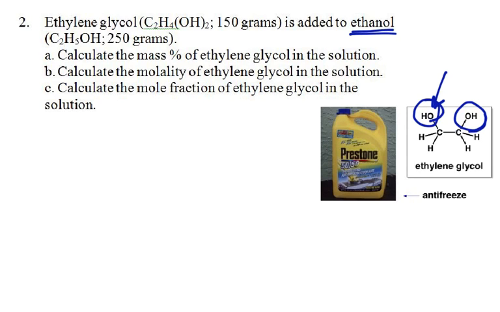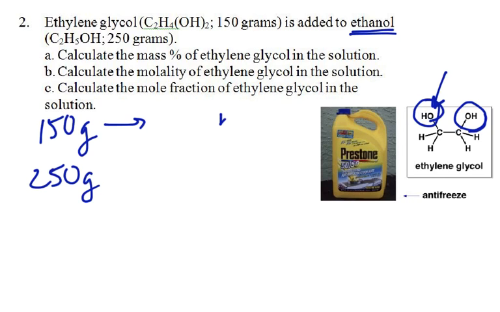So these two, you can expect those to mix pretty well. So we're saying let's take ethylene glycol, 150 grams, and we're going to mix it to ethanol, which is 250 grams. Now you can see already that we have grams and grams, two masses, and we know what these chemicals are. So we could go ahead and change that into moles, and we could change this guy into moles.